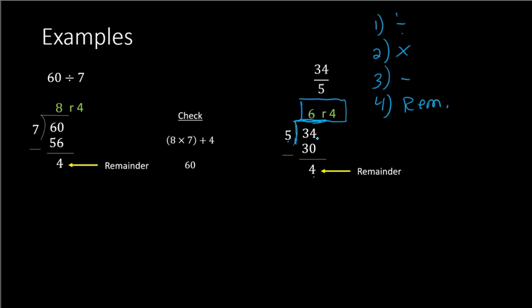So that is your answer, and we can double check to make sure we got it correct. And the way we do that is we take 5 times 6 plus the 4. So multiply 5 times 6 and then add the remainder. So 5 times 6 plus 4 would be 30 plus 4, which would give you 34. So because 34 matches with the number inside of here, that means we have the correct solution.